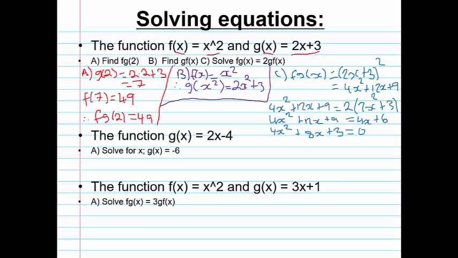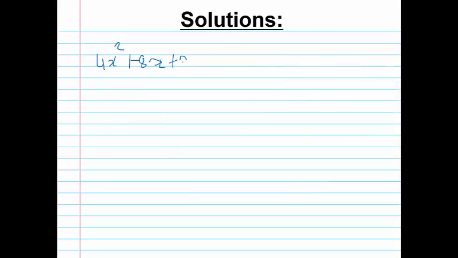But I'll do that on the other side. So 4x squared plus 8x, I think it was, plus 3 is 0. So what you do is you do 4 times by 3, giving you 12, and the two factors 6 and 2. So we'll do 4x squared plus 6x plus 3 is equal to 0.